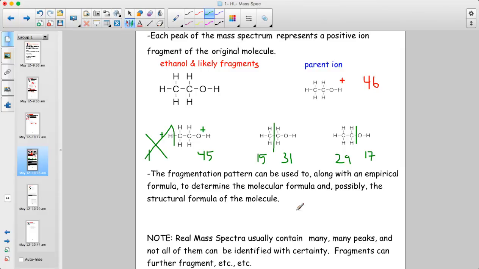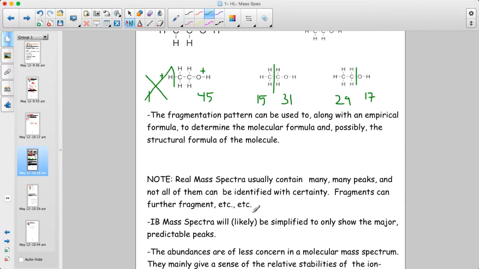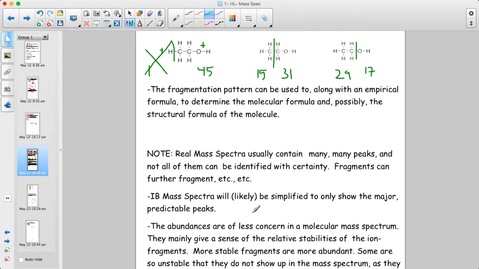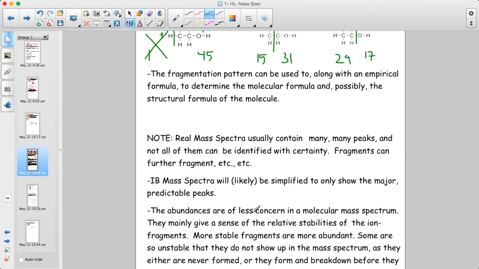And so remember, this fragmentation pattern, this mass spec, is just one piece of data that we would use along with empirical formulas and molecular formulas to try to figure out the structure. Notice a couple of little notes. In a real mass spectrum, there's often many, many tiny little peaks, and only some of them can be identified with certainty, because some fragments can further fragment and further break down before they hit the detector.